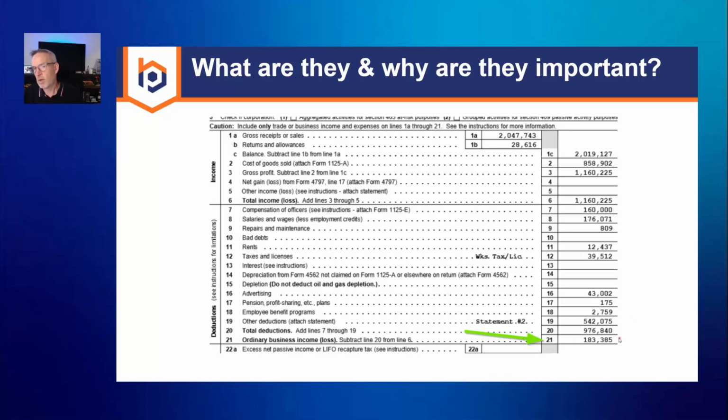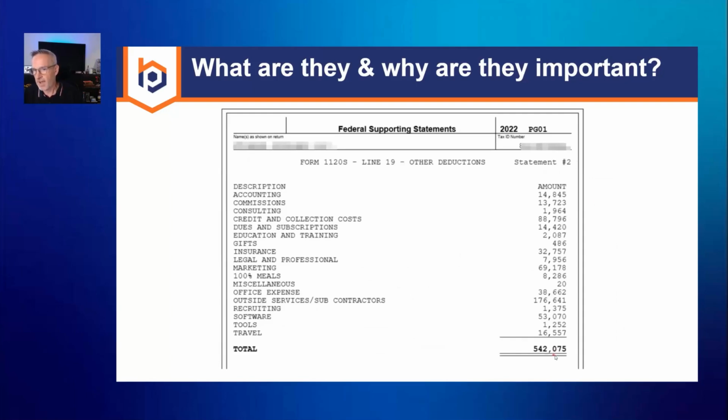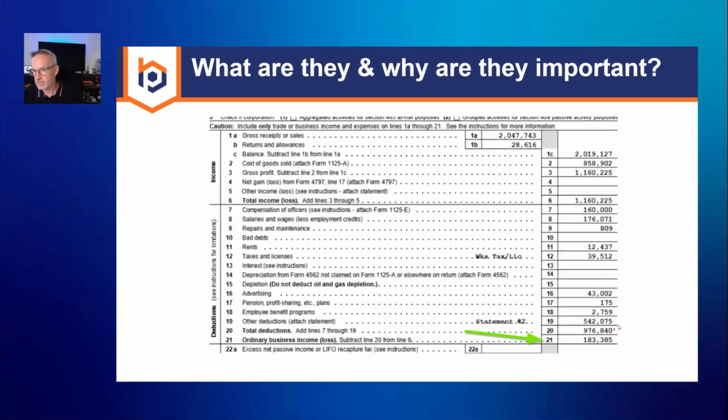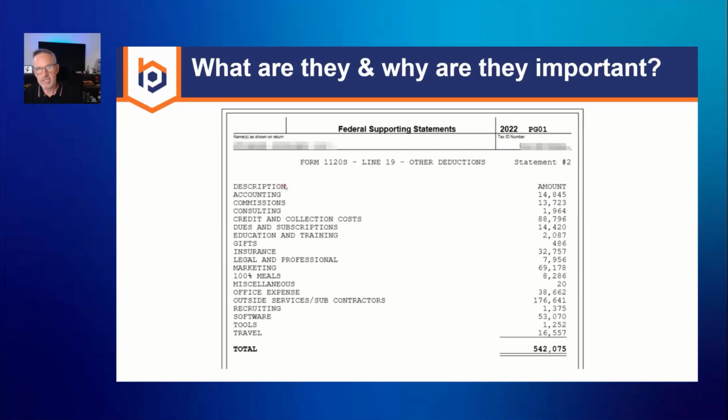Now, some people say, well, no, debts are written off before the 183. Well, here's all the things you can write off. And then I have had people say, well, it's in the other deductions. All right, well, this is a live version, $542,075, which is right there, right? So let's see if any debts are in here. Commissions, consulting, credit and collection costs, $88,000. That's trying to get people to pay you back. Dues, subscriptions, gifts, right? So there's no debt allowed in there. The IRS does not let you write off debt.